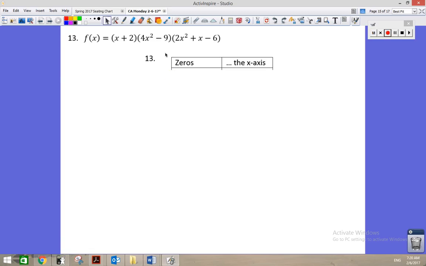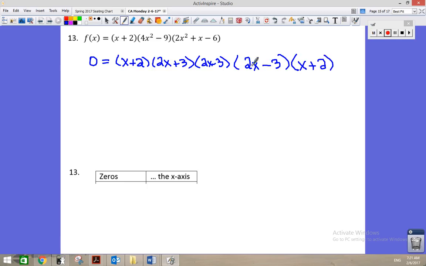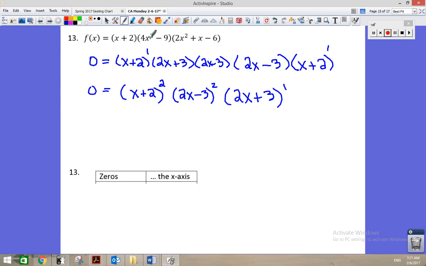So let's set the output of the function equal to 0 and factor this completely. This factors to 2x plus 3 times 2x minus 3. This factors to 2x minus 3 and x plus 2, because that'll give me a 4x minus 3x, which is 1x. I have two factors of x plus 2, so that'll have a multiplicity of 2. I have two factors of 2x minus 3. I have a single factor of 2x plus 3. So 1 plus 2 plus 2 is 5. 2 plus 2 plus 1 is 5. So we found all of the x-intercepts.